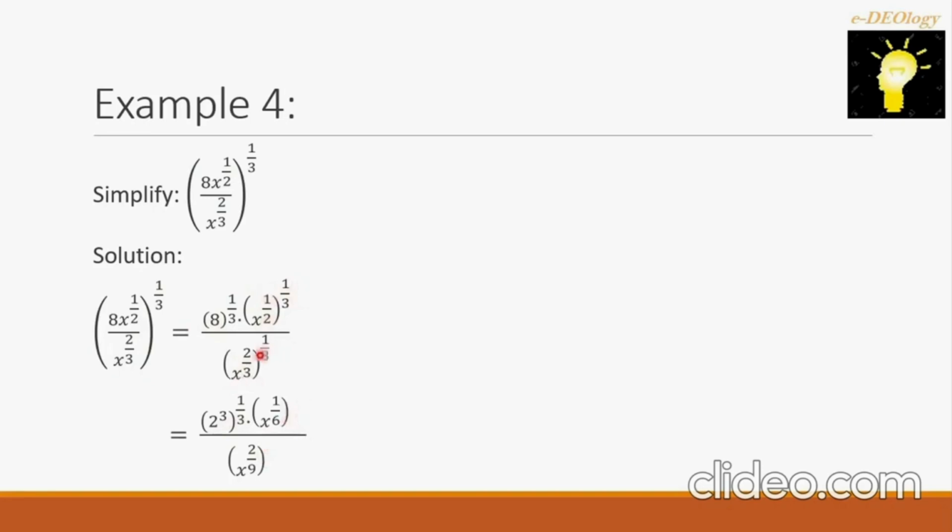In the denominator, we will multiply the exponents. So 2 times 1 is 2 over 3 times 3 is 9. Next, for the coefficient 2, we can simplify the exponent 3 and the 1/3 becomes 3/3. We multiply them together. So for the x, we have now the division of exponent with the same base. So we can show that this is x raised to the difference of 1/6 minus the 2/9.